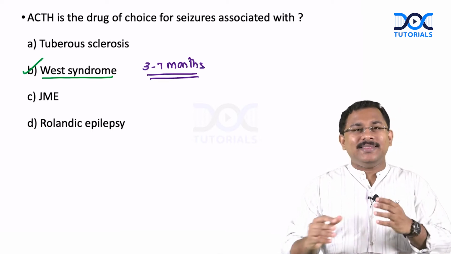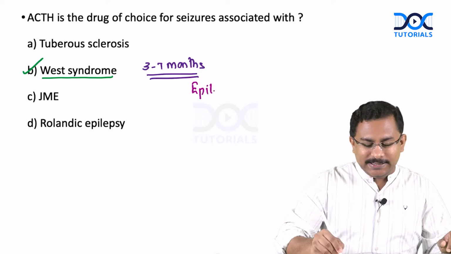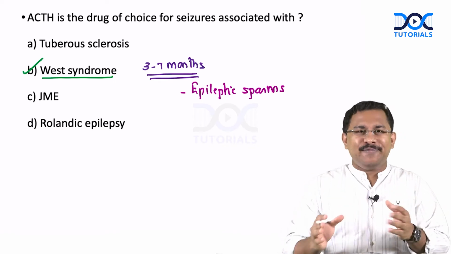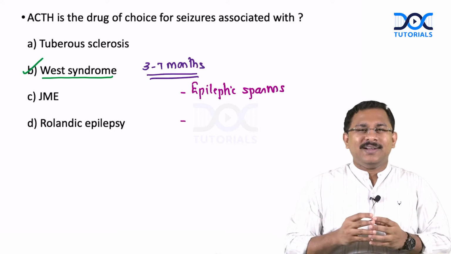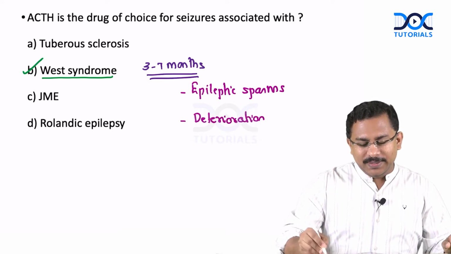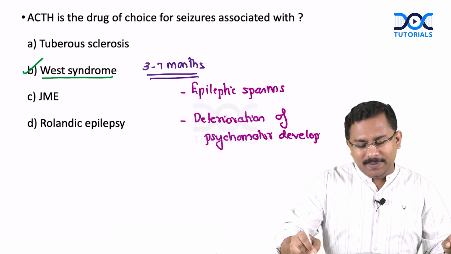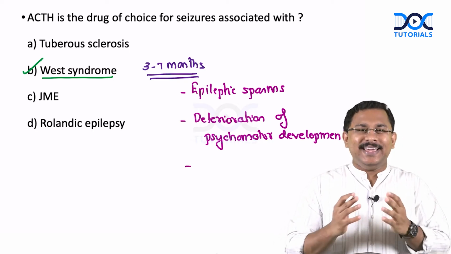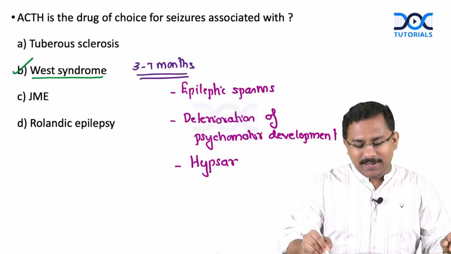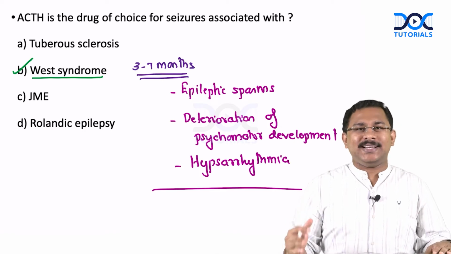And this is characterized by the clinical triad of epileptic spasms. Very important. Clinical triad, one is that of epileptic spasms, which can either be flexor spasms or extensor spasms, mostly flexor spasms. Then you can have a deterioration of psychomotor development, that is the second part of the triad. And third one is the characteristic EEG pattern, which is again important. What is the characteristic EEG pattern? It is the hypsarrhythmia pattern. So this is the classical triad of West syndrome.